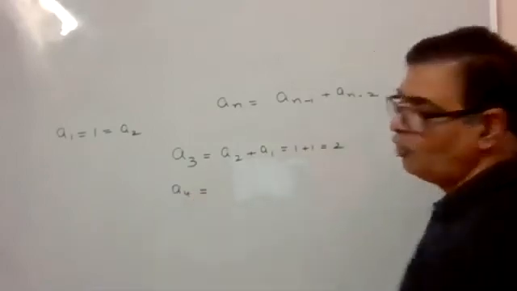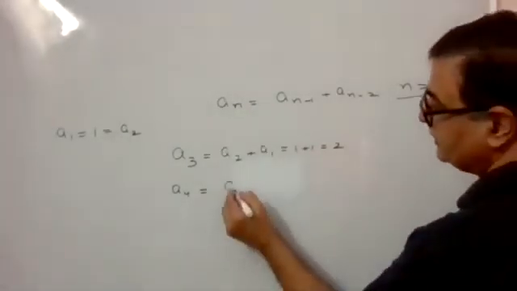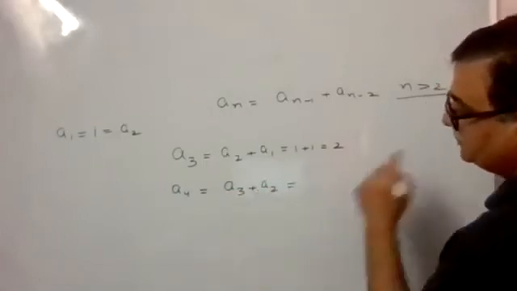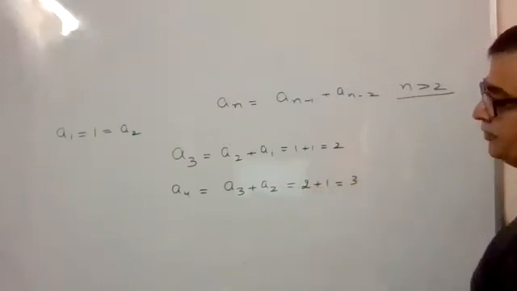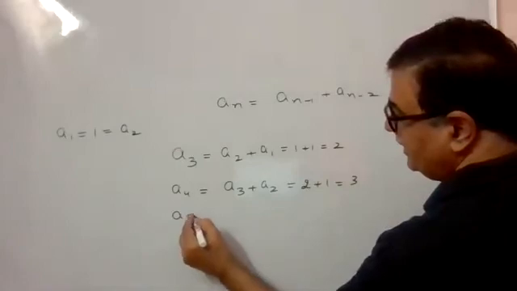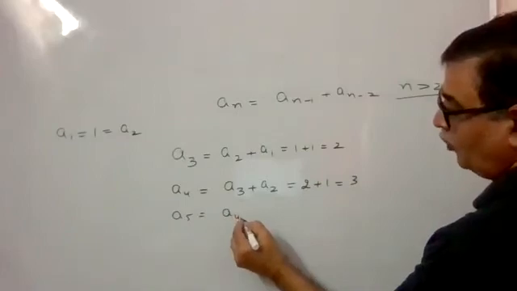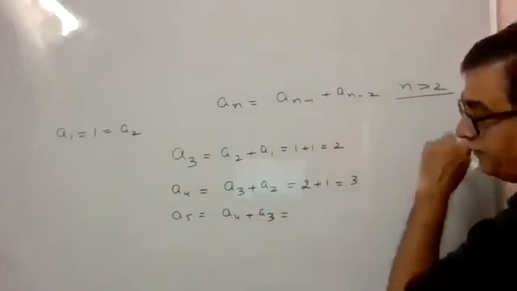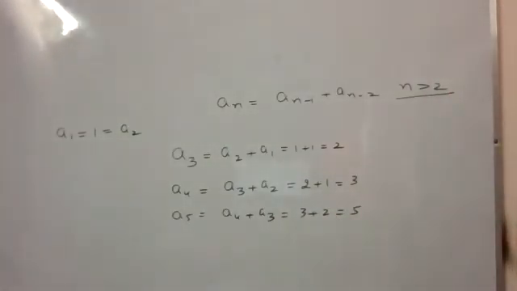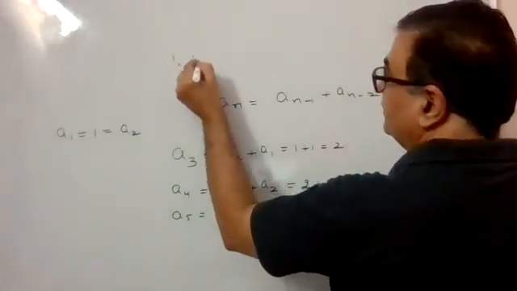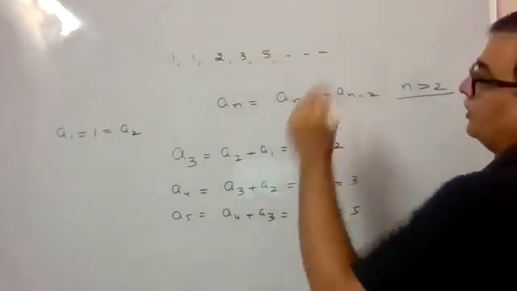Then we go for a4. You placed the value of n as 4, so it will come a3 plus a2. a3 is 2 and a2 is 1, so it will be 3. Then a5: 3 plus 2, that is 4 plus 3, what is 4? 3 plus 2, comes out to be 5. Now 1, 1, then 2, 3, 5, and so on.